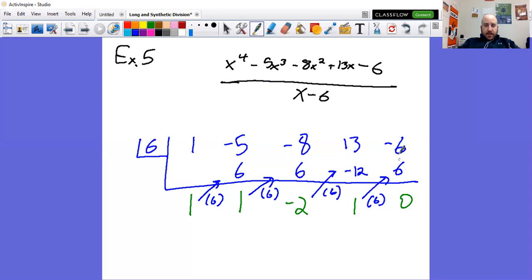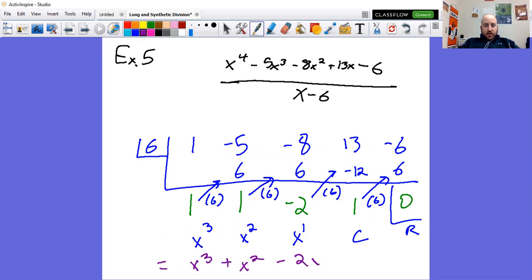So again, it's still the last number. This is still the remainder of 0, which is good. It means it divided evenly. So my constant is 1. -2 is the coefficient on x to the first. 1 is the coefficient on x squared. Still got a number though, so I still keep going. 1 is the coefficient on x cubed. So my final answer: 1x cubed plus 1x squared minus 2x to the first, or just 2x, plus 1 as my constant.